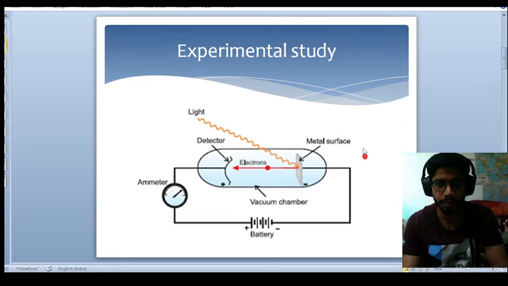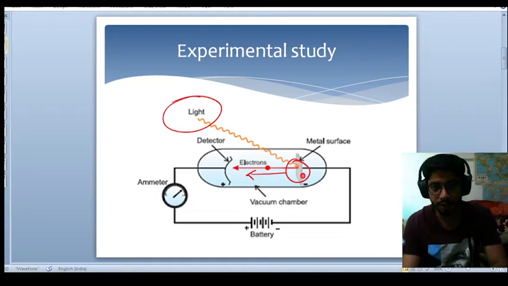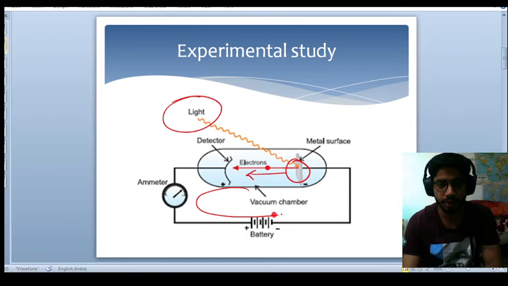Here is the experimental setup, as you can see. It simply contains a vacuum chamber and a metallic surface on which the incident light will drop, and the electrons from the metallic surface will be ejected. They will be attracted by the detector, which has a positive potential, and we complete the circuit and measure the current.